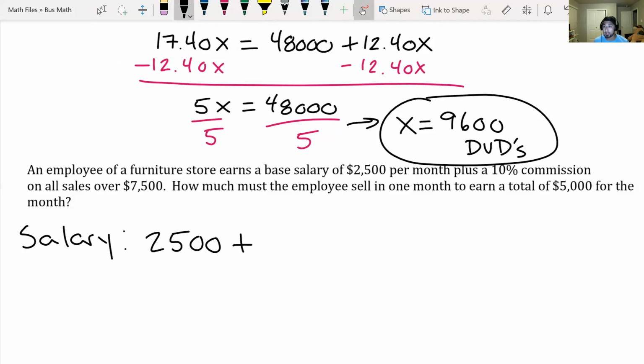plus. Now the next part is tricky. It's the commission part. This employee will make a 10% commission on sales over 7,500. So this means that whatever they sell over 7,500, you'll multiply it by 10%, and that'll be part of their salary. Okay, so to set that up, we'll first put the commission.